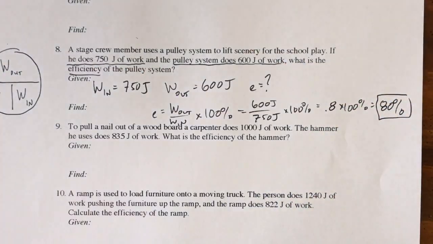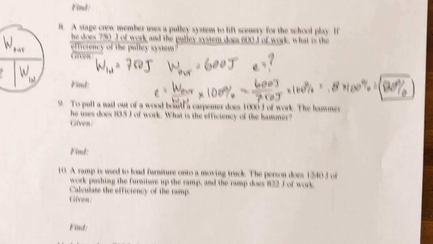So that's our efficiency. 80% of the work I do goes into lifting that crate. 20% of it goes into overcoming the friction that's in the pulley system. So it's wasted, it turns into heat, but again, maybe I couldn't lift that crate without the pulley system. So just because I have to do more work doesn't mean it doesn't feel easier.